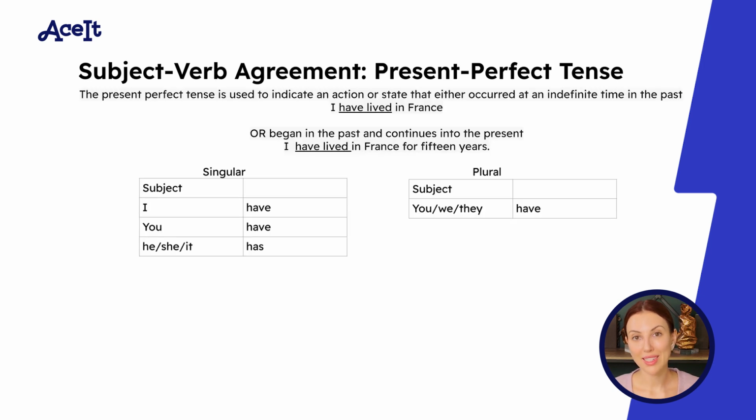The present perfect tense is used to indicate an action or state that either occurred at an indefinite time in the past, I have lived in France, or began in the past and continues into the present. I have lived in France for 15 years. We conjugate this as I have, you have, he, she, it has, and you, we, they have. Let's look at some examples.